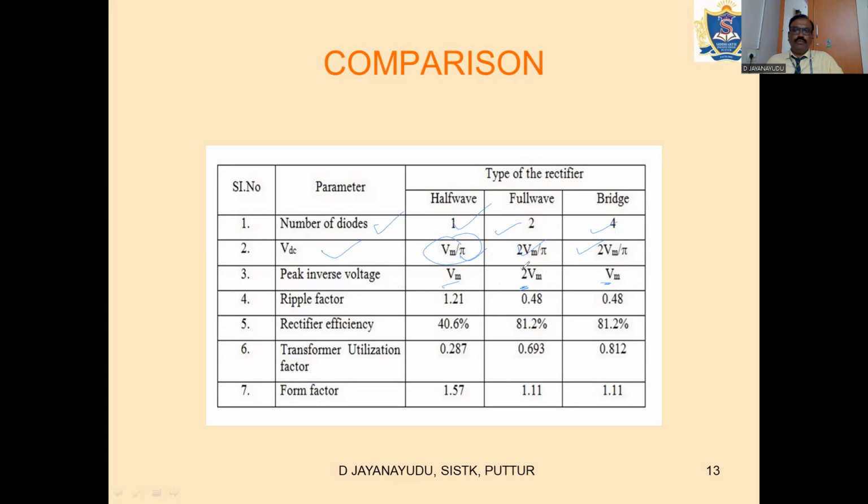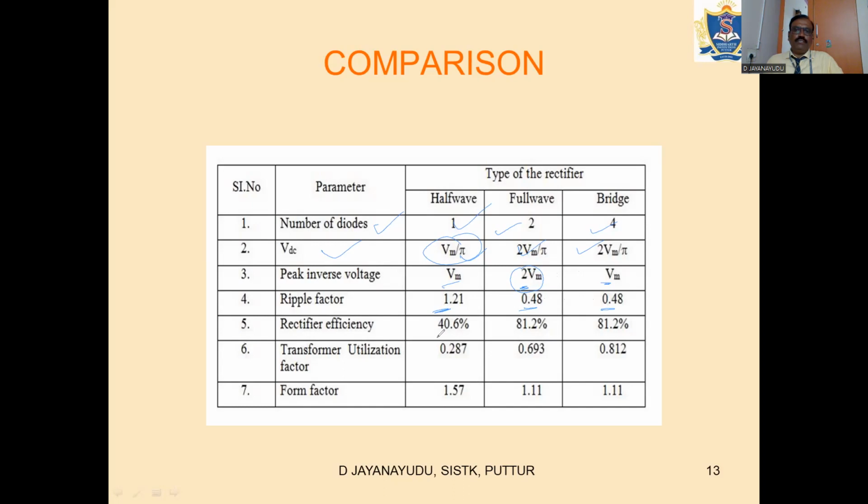So here I have 2Vm. So an expensive diode must be used for the full wave rectifier compared to the half wave rectifier. Ripple factor, which is nothing but the AC content present in the output: 1.21 for half wave, 0.48 for full wave, 0.48 for the bridge rectifier. This means the half wave rectifier has a high ripple factor, meaning the AC content is more compared to DC.